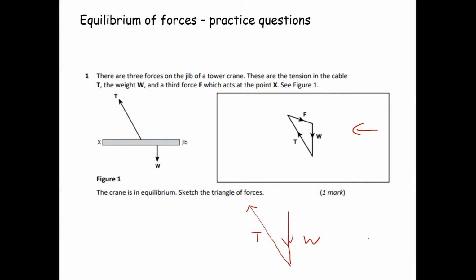What we've done there is we've aligned the two vectors tip to tail, and what we then know is if the system is in equilibrium, the third force will close this triangle, so that it's a closed triangle and brings the system into equilibrium. And so that's the triangle that we're asked to draw. Just to point out that this force would be acting at point X and would be, as shown in our diagram, in that sort of direction, but that's not needed for the mark here.